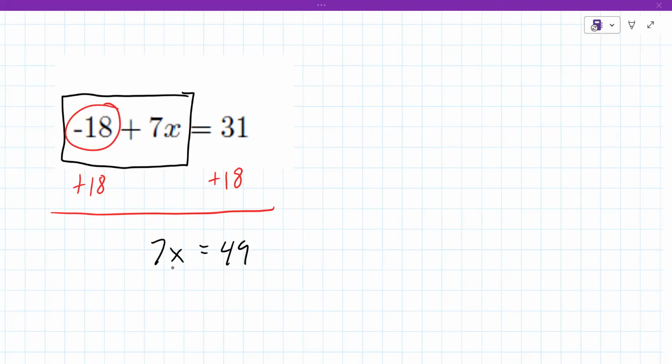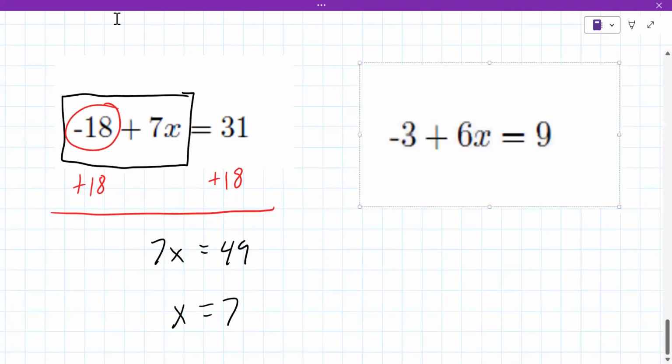Seven. X equals 7. Good. All right, so here's one for you to try on your own. Again, your focus has to be on the side with the variable. Like, what do you see over here on the left side? Or it could be the right side in the next one.